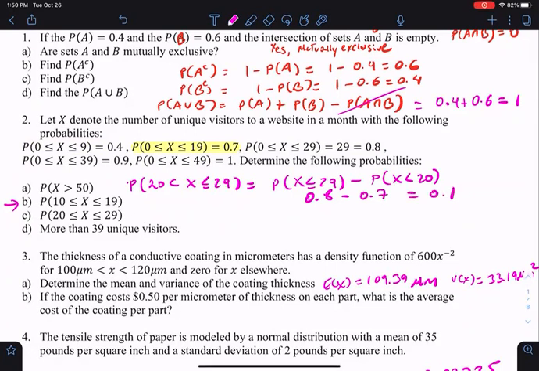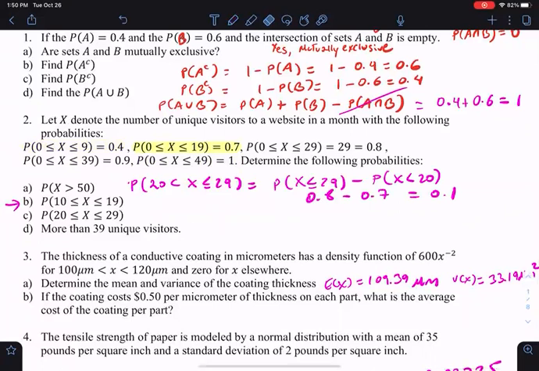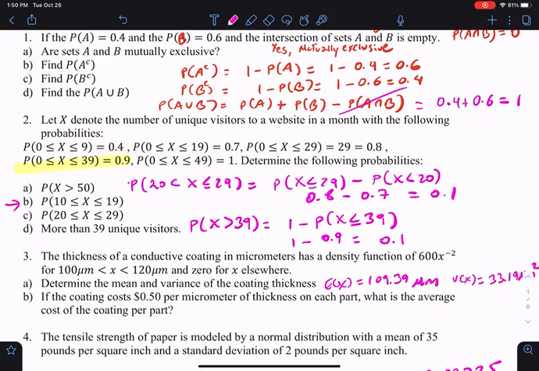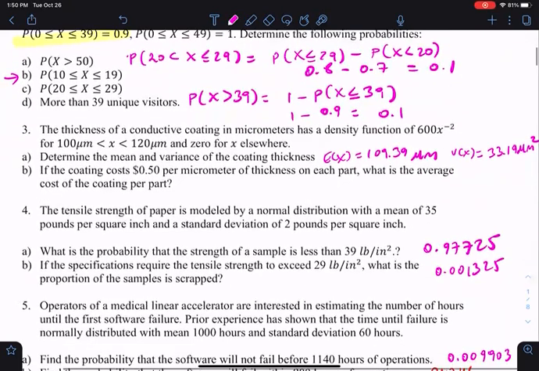Next, the other one, they said more than 39 visitors, right? So that means 1 minus the probability of X is less or equal than 39. You have the probability that is right here, right? So that's 1 minus 0.9, 0.1. Done, right?